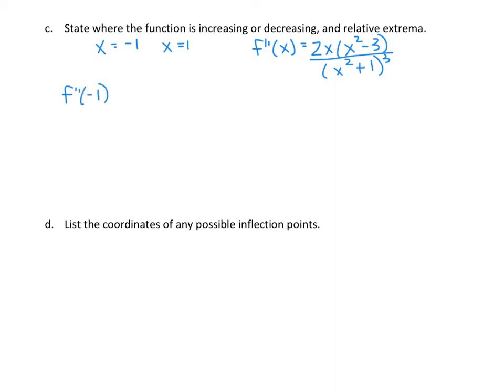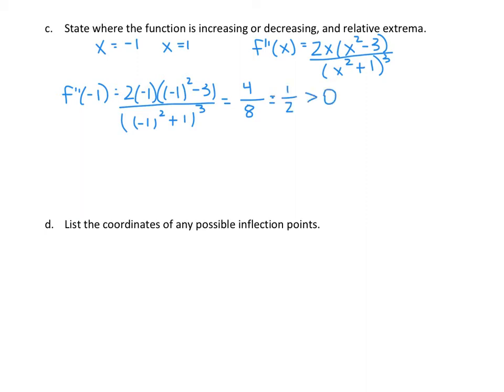If we plug a -1 in here, we have 2 times -1 times (-1 squared minus 3), all divided by (-1 squared plus 1), and all that is being cubed. When we simplify this, we get 4 on the numerator and an 8 on the denominator, which reduces to 1/2. 1/2 is positive, so since our second derivative is positive, that tells us we have a relative minimum at x equal -1.